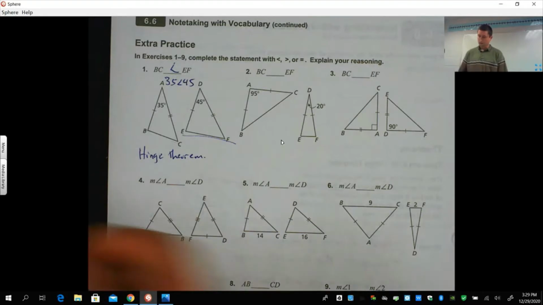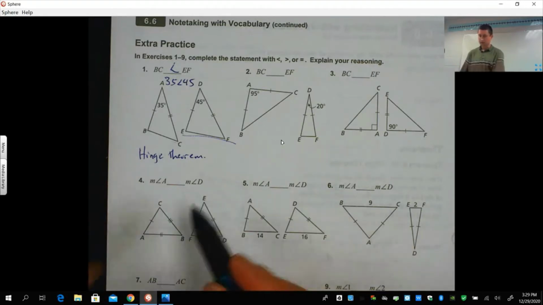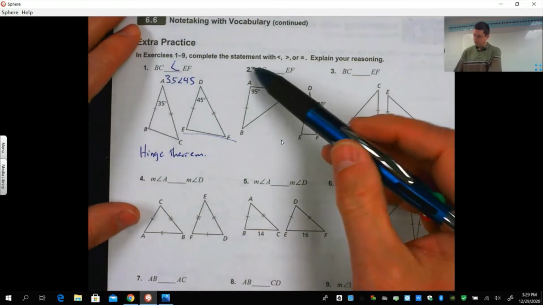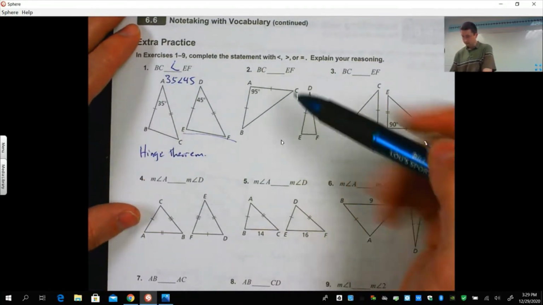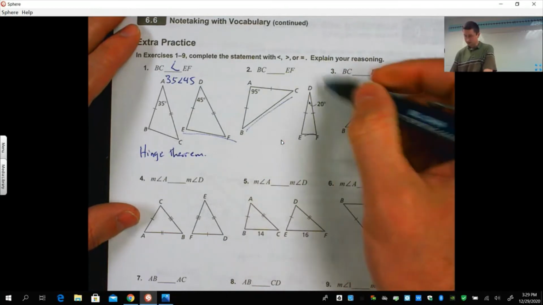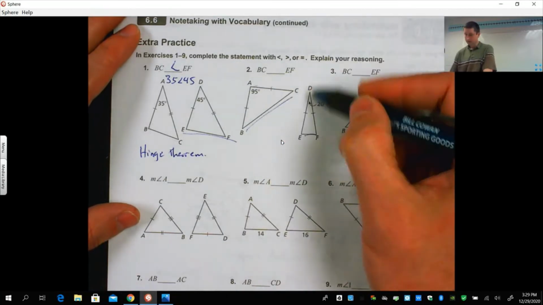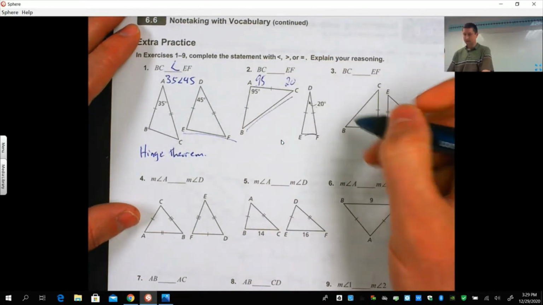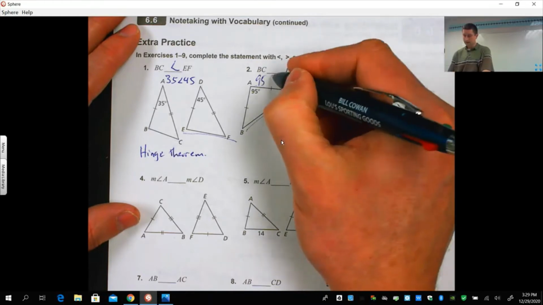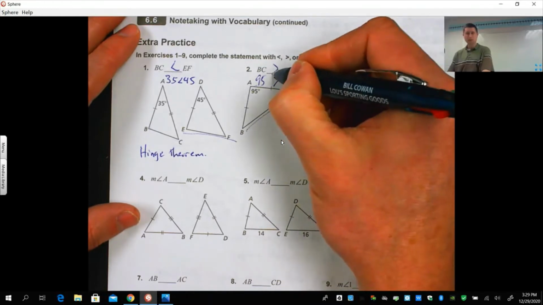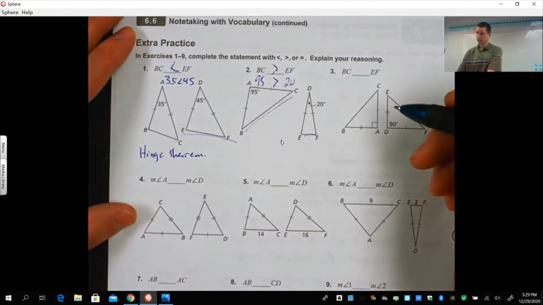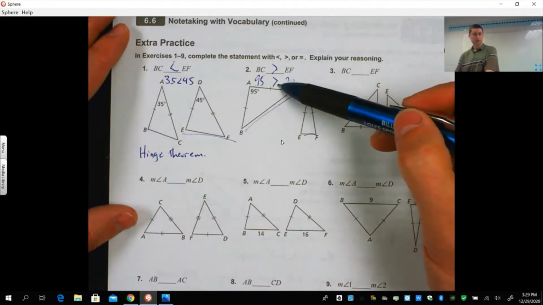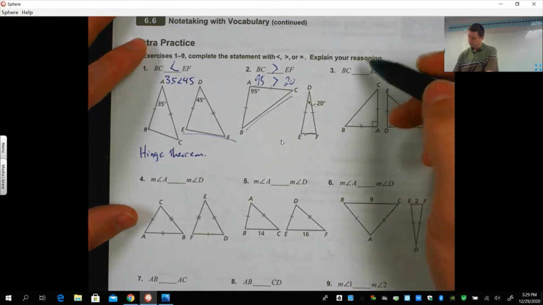Okay. So 4, 5, and 6 are going to be the converse. You notice how we're relating the angles based off the sides. So for number 2, BC is right here, EF is right here. We have a 95 and a 20. So 95 is opposite BC, 20 is opposite EF. I write them underneath. The inequality for the numbers has to be the inequality for the sides. Write the numbers underneath their corresponding sides, the ones opposite of it.